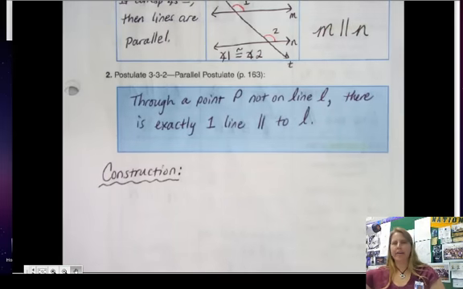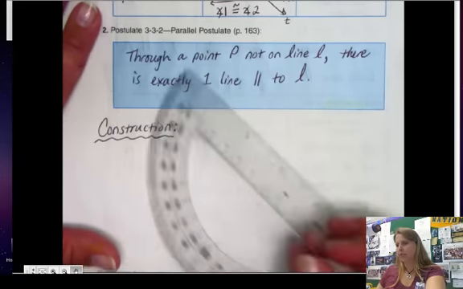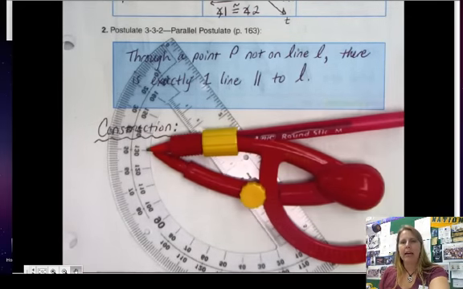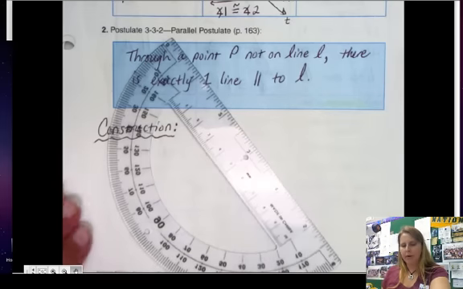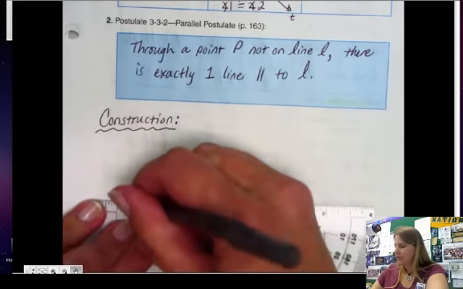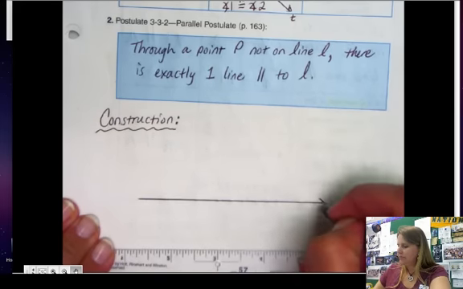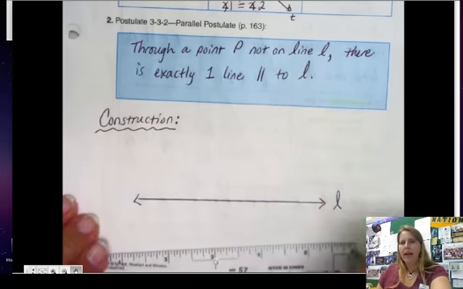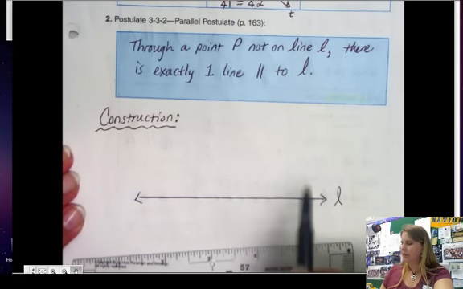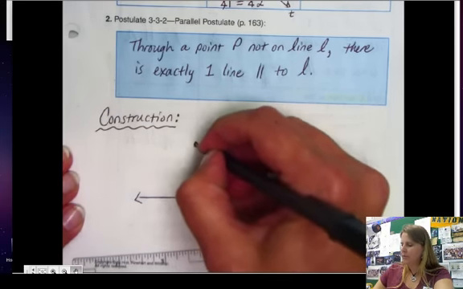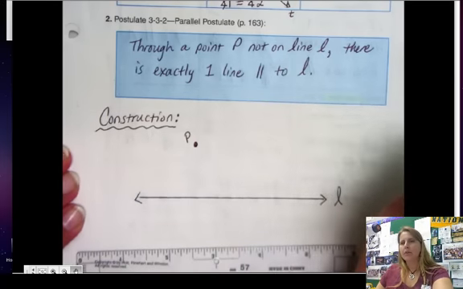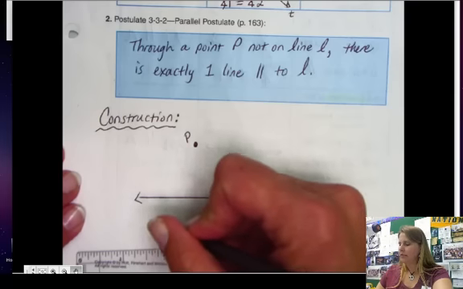So here we have our construction. So remember, constructions, you're only allowed to use a straight edge and a compass. So what we're going to do is we're going to draw a line, and we're going to call this line L. And we want to find a line that's parallel to L through a point. And we're going to pick a point somewhere out here and call this point P. So here's how we do our construction.